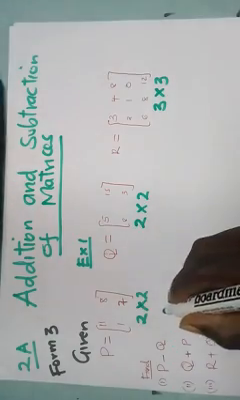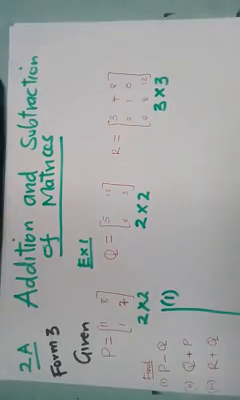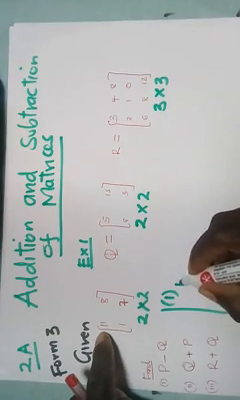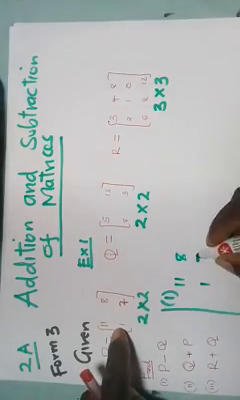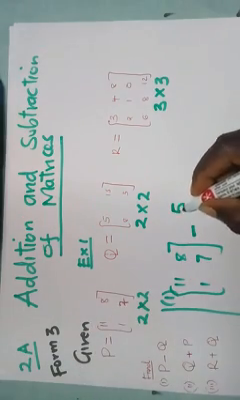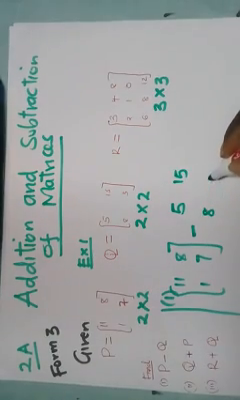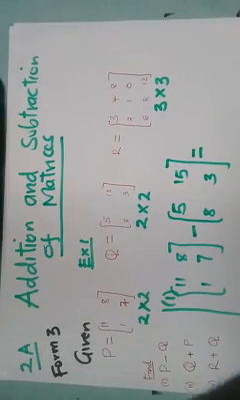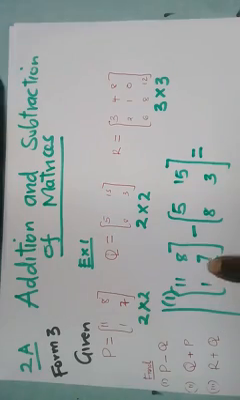Now, let's attempt Roman 1, where we are subtracting matrix P minus matrix Q. Matrix P is 11, 8, 1, 7. I subtract matrix Q of 5, 15, 8, 3. This is the operation that we are supposed to do. Now, remember they are of the same order. All of them belong to order 2 by 2. Therefore, addition or even subtraction is possible.